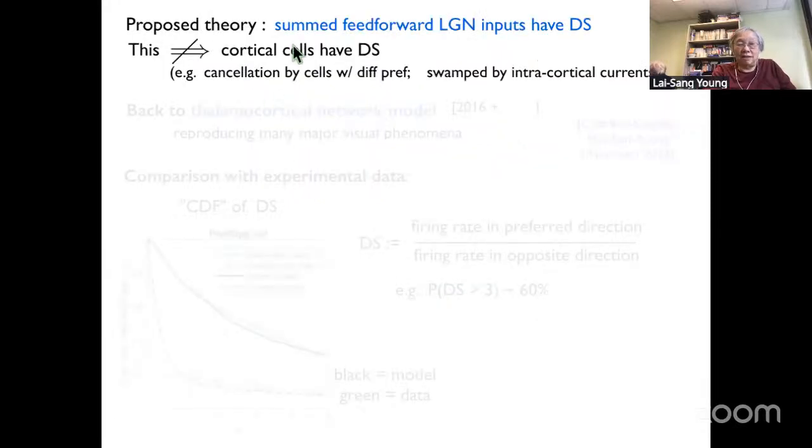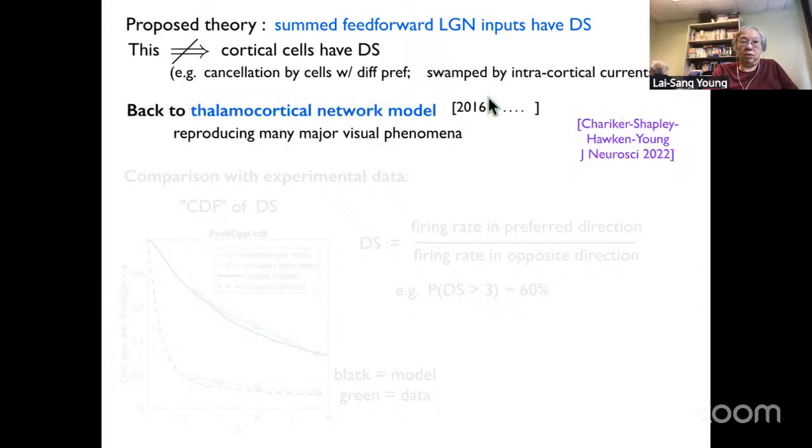Okay, so this is what we propose with this somewhat cheaty, idealized theory: if you add up the feed-forward LGN input, there's direction selectivity. This doesn't mean that there is direction selectivity in the cortical cells, because there's a hell of a lot going on in cortex, so many cells with different kinds of preferences. The intracortical currents could easily swamp everything. So we're going to put it onto a model to prove that it actually can work.